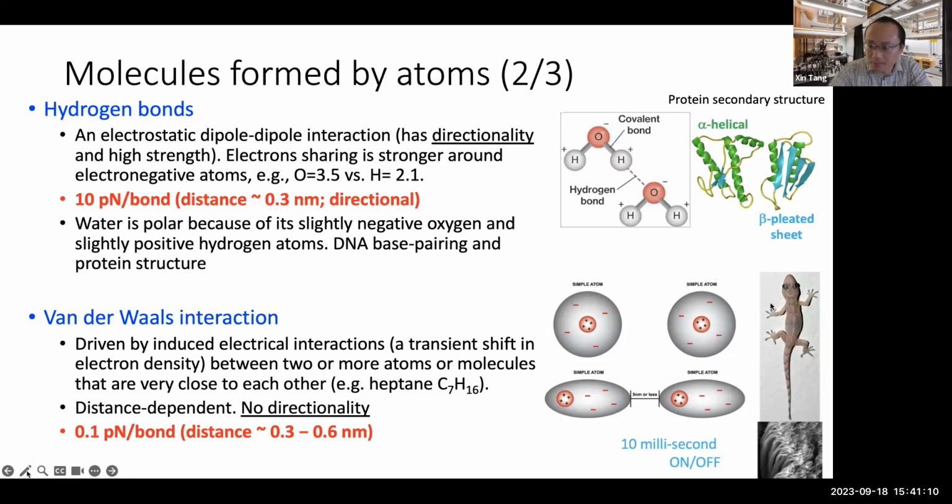The reason is on the feet of the gecko. If you use a microscope and zoom in to the feet, you will find there are many fibrous structures. Like here, you see the fibrous structure. This is all in a micrometer to nanometer scale. So those fibrous structures are actually very small.